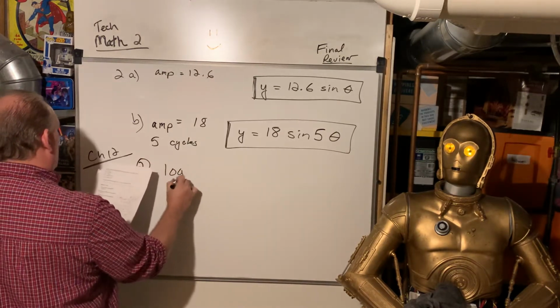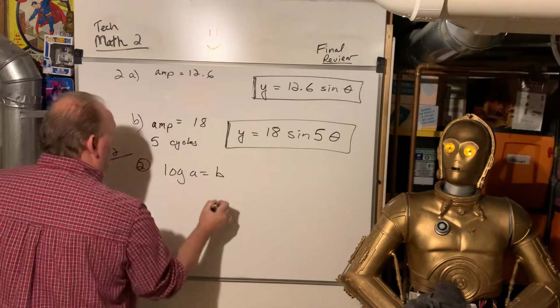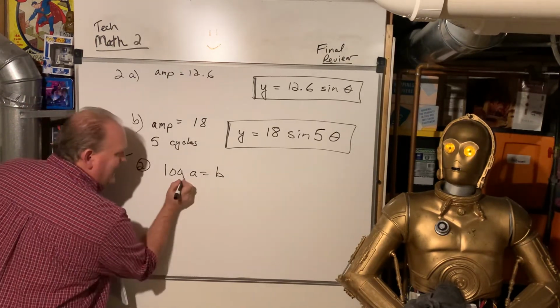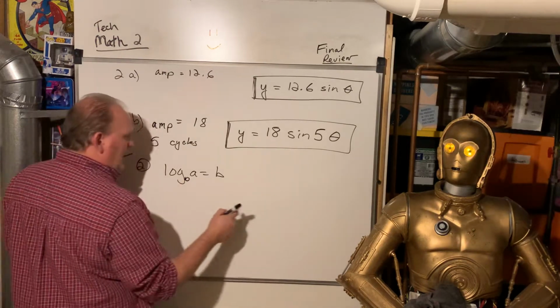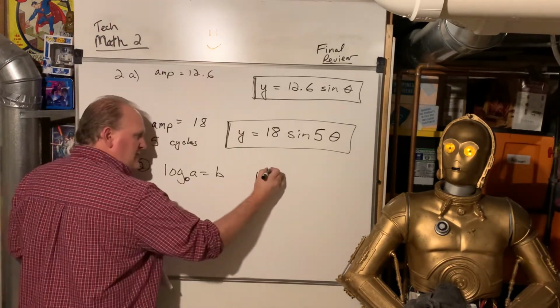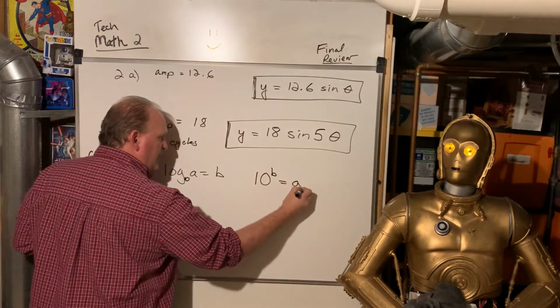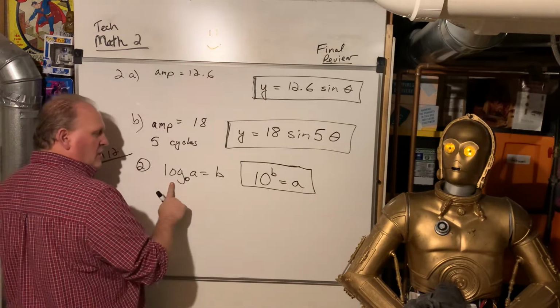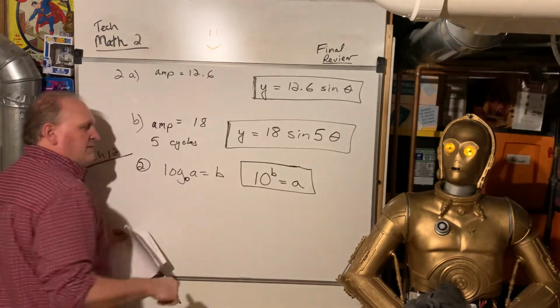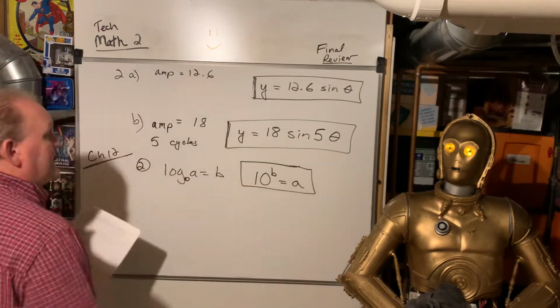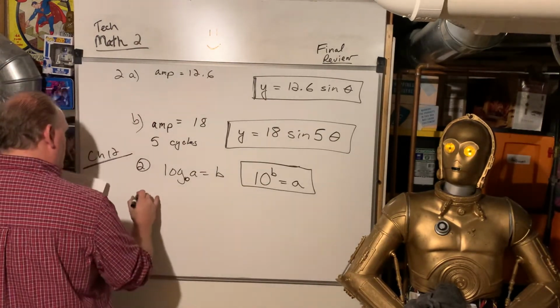So convert log A equals B to a power 10 equation. Remember, there's a 10 here. So we're going back and we're just saying 10 to the power B is equal to A. So you're just converting it from log into exponential form, 10. All right? Power 10 equation. Don't forget the equal sign.